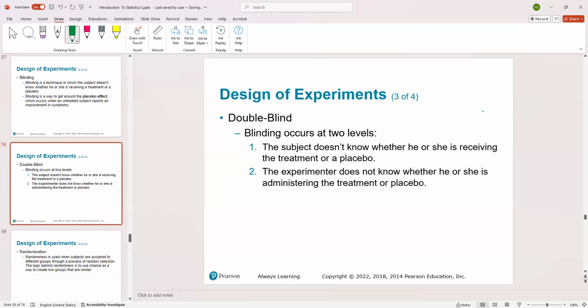So the subject doesn't know whether he or she is receiving the placebo or a treatment, but the experimenter as well, the researcher, doesn't know whether he or she is administering the treatment or the placebo. Of course, there is always someone in a higher position who would know which group, but the experimenter or the person who is in contact with the subject directly doesn't know which group received the real treatment and which group received the fake treatment. So we call that double blind.